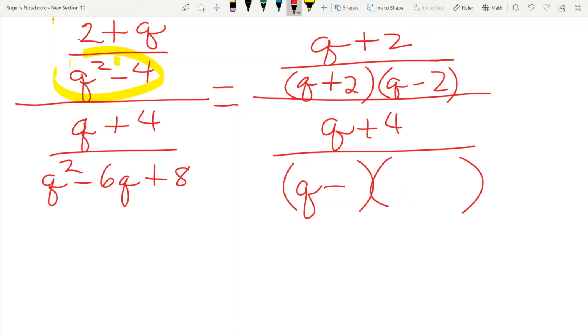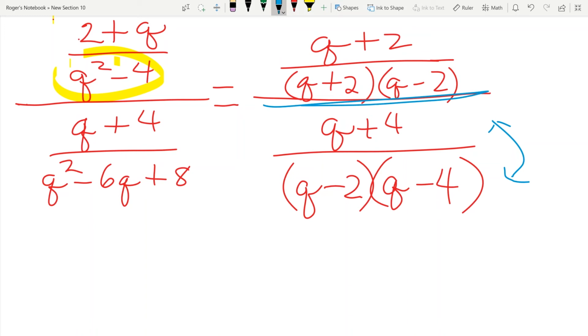Q minus 2, Q minus 4. Right there we have it. Okay. Now we invert and we change the division to multiplication. Which fraction do we invert? Are you confused? This is the one we flip over right here. And this division right here will be changed to multiplication.